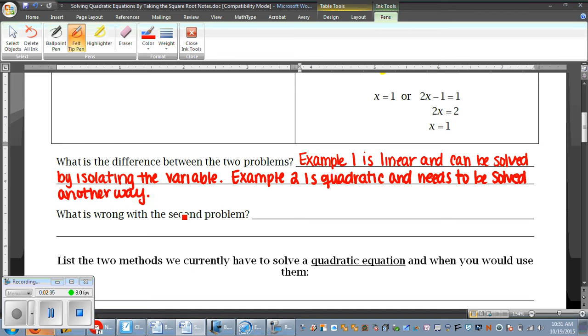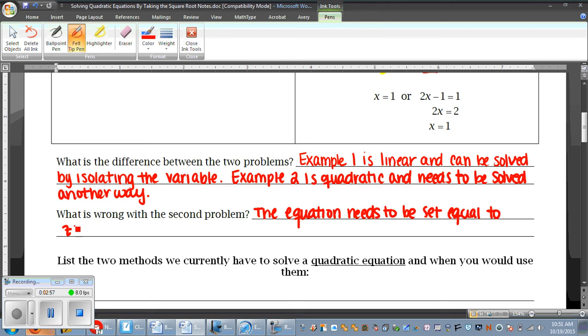So what is wrong with the second problem? The equation needs to be set equal to 0 before we can use the zero product property.